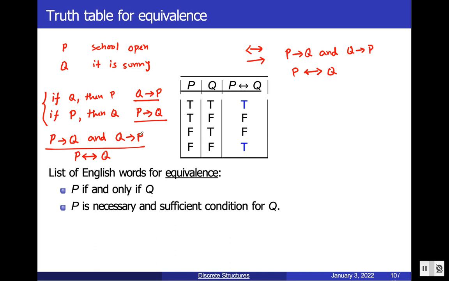It means that if it is sunny, school opens, and school opens means it's sunny. All right. So it will be read like that: P if and only if Q, or we can also say Q if and only if P.